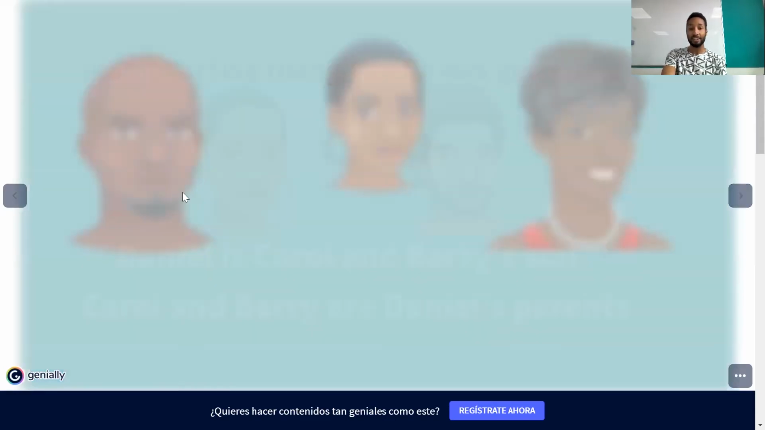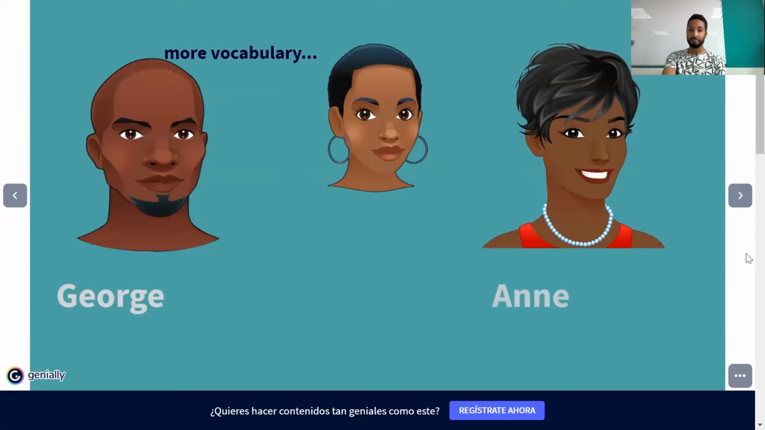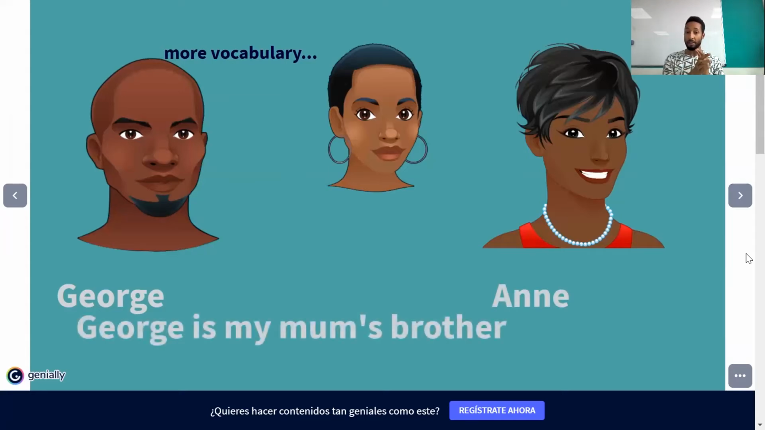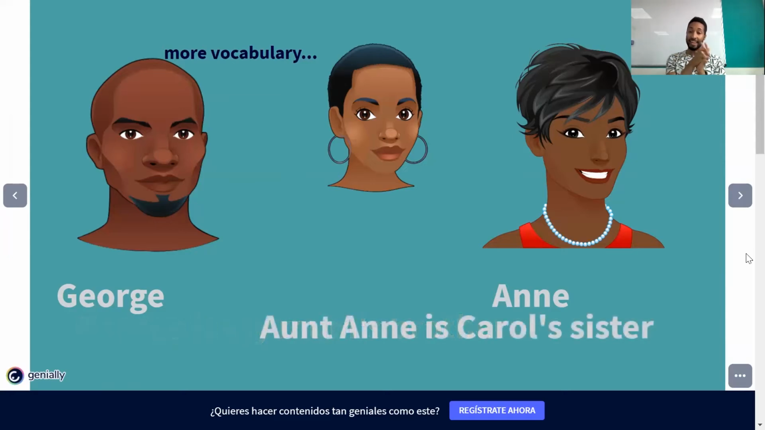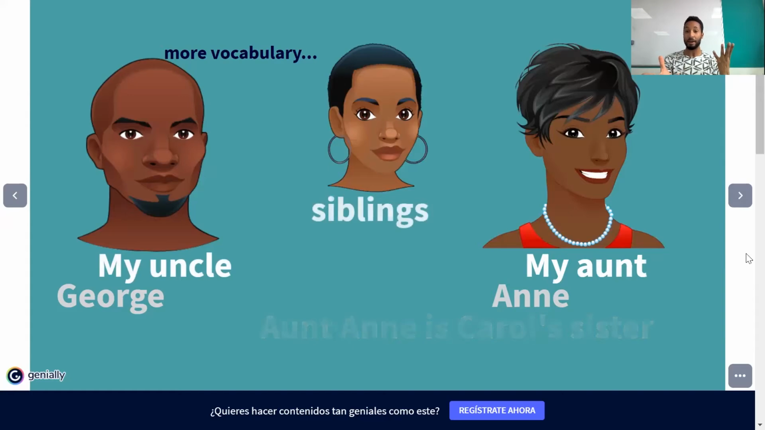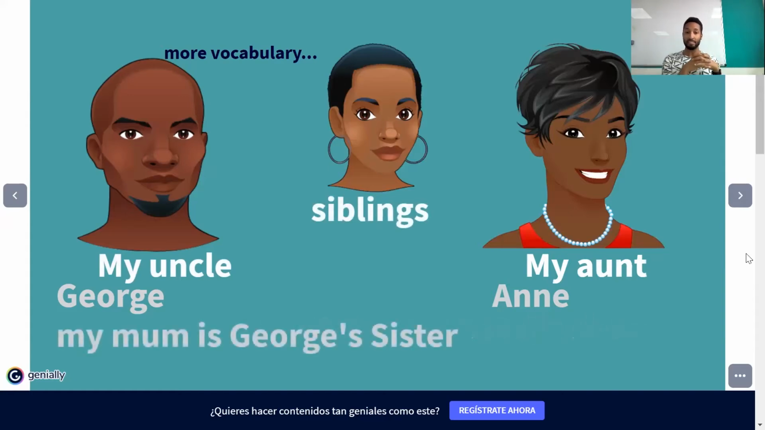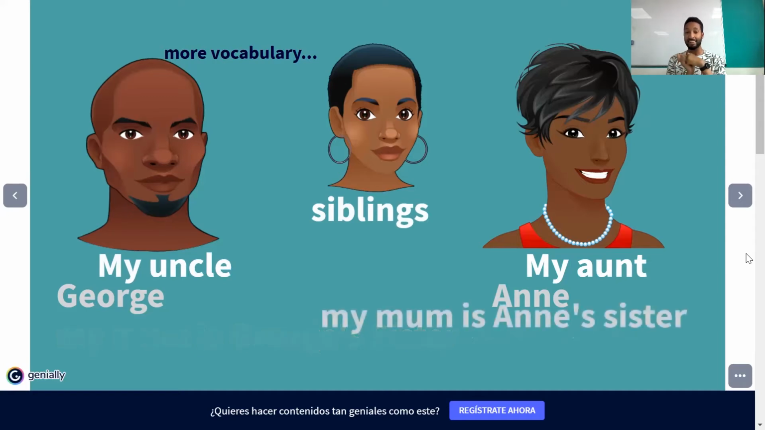Let's try it with some more family members, okay? So we have my auntie and uncle, George and Anne. So they're all brother and sister, right? So George is my mum's brother, and Auntie Anne is Carol's sister. My mum is Carol. So George is my uncle, Anne is my aunt, and my aunt, uncle, and mum are siblings, because that's how we say brother and sister, right? So my mum is George's sister, and my mum is Anne's sister, okay? But again, with that apostrophe S to show the Saxon genitive.